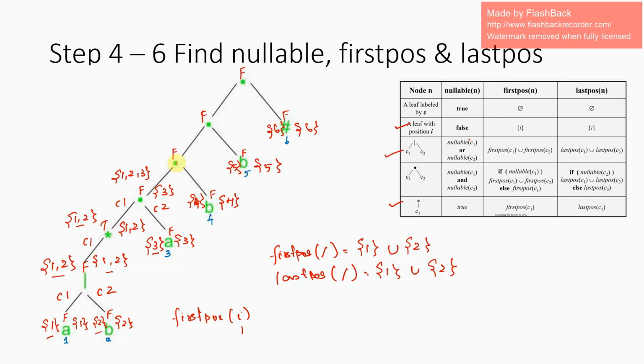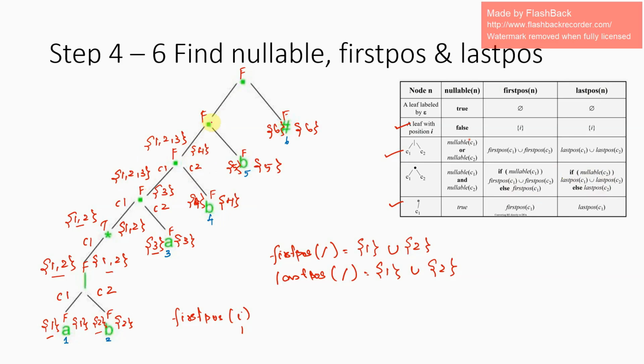And now moving to the next level, I am again checking the two children C1 and C2. For this particular node, the nullable of C1 is false, so it will go to the else part. The else part represents the first position of C1. So we are just writing the first position of C1. And what about C2? C2 is also not nullable. So go to the else part, last position of C2. So the last position of C2 is 4.